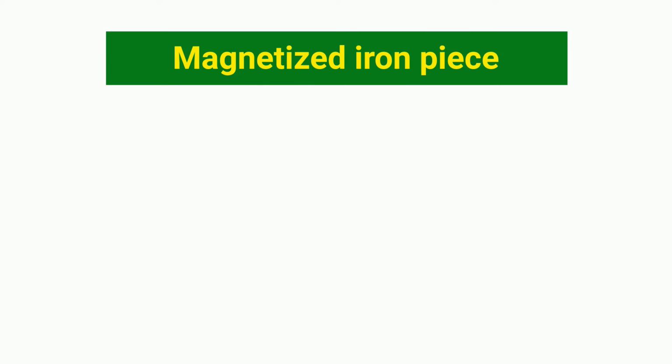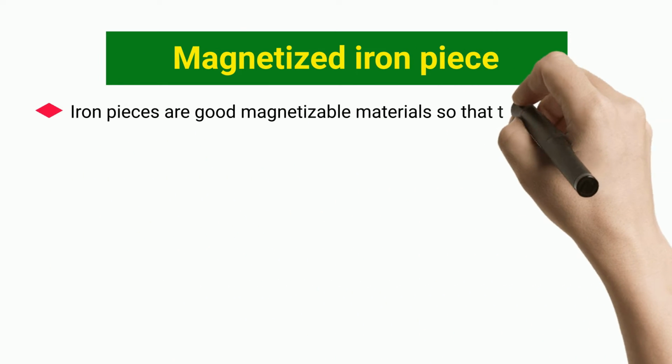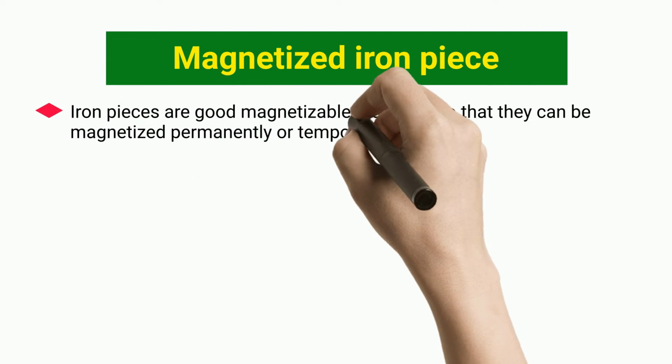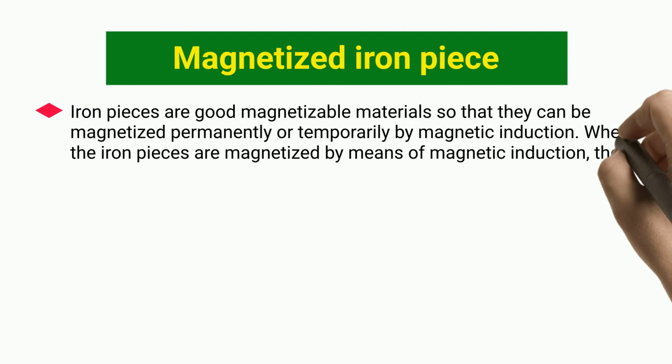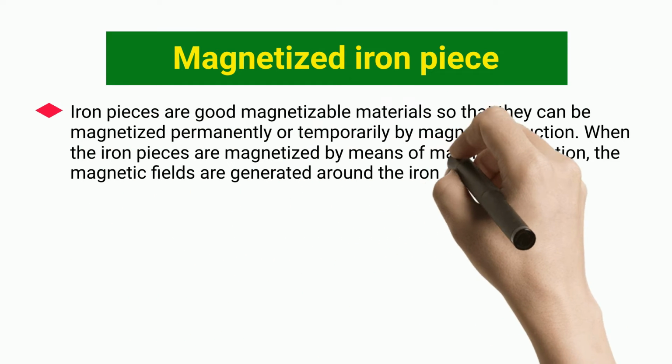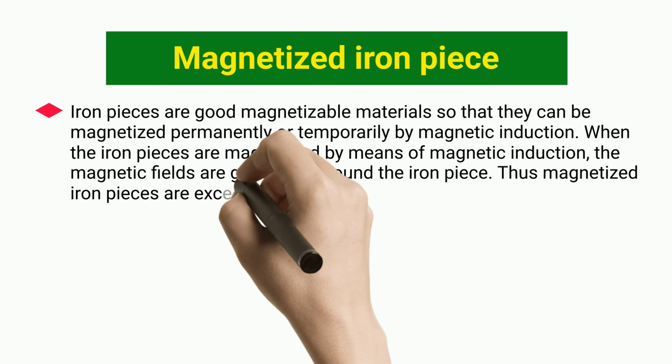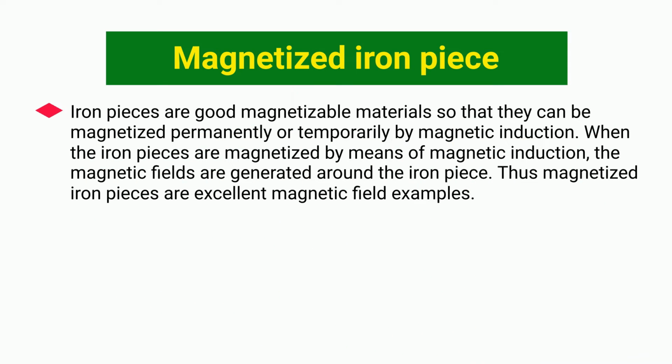Magnetized iron piece. Iron pieces are good magnetizable materials so that they can be magnetized permanently or temporarily by magnetic induction. When the iron pieces are magnetized by means of magnetic induction, the magnetic fields are generated around the iron piece. Thus, magnetized iron pieces are excellent magnetic field examples.